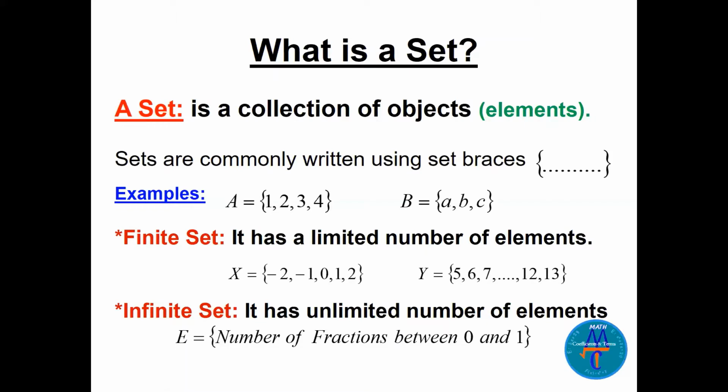An infinite set has an unlimited number of elements. Let's take this simple example, set E, the last line here. What is set E? It's the fractions between 0 and 1. If you ask yourself how many fractions there are between 0 and 1, you can just think of 1/2, 1/3, 1/4, 2/5, 3/7, 1/9. So this is an unlimited number of fractions between 0 and 1. So this is an infinite set.